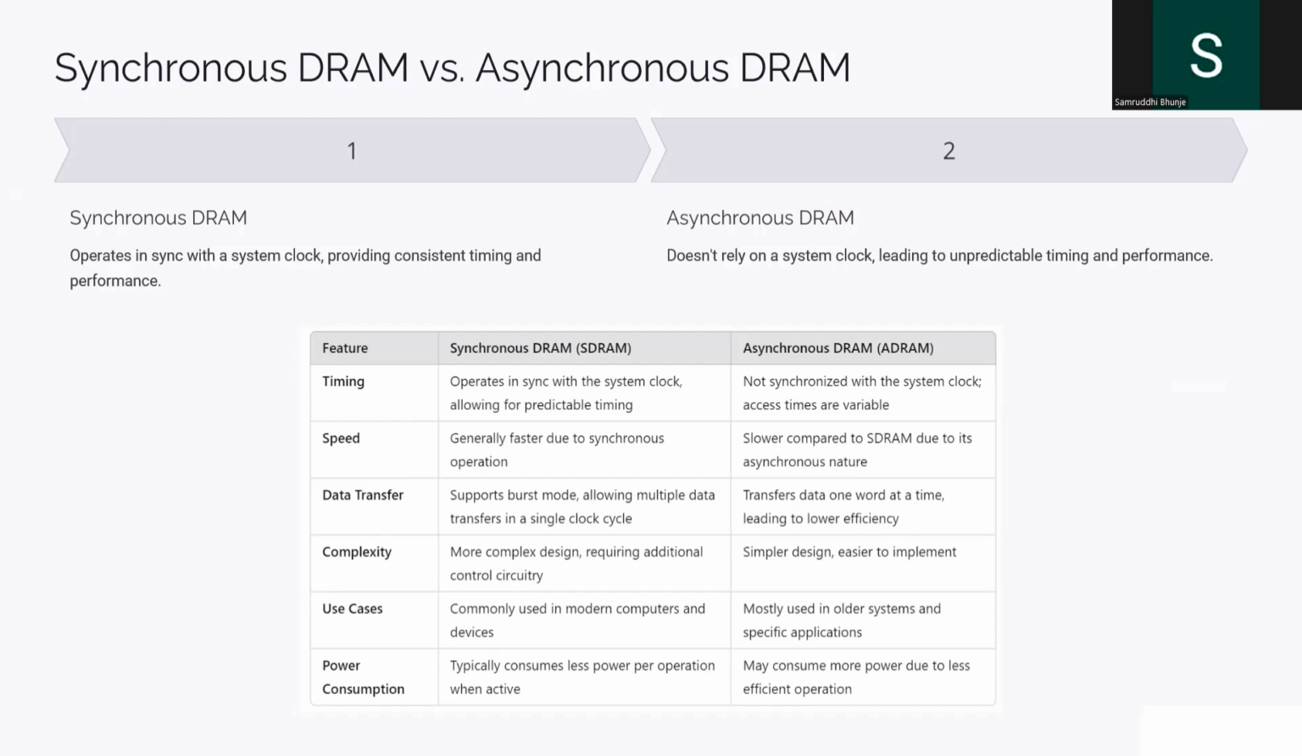Now, speed: synchronous DRAM is faster due to synchronous operation, and asynchronous DRAM is slower due to its asynchronous nature. Now data transfer: synchronous DRAM supports a burst mode allowing multiple data transfers, and asynchronous DRAM transfers one word at a time, leading to lower efficiency. Now synchronous DRAM has a complex design and asynchronous DRAM has a simpler design. Power consumption, if we see, synchronous DRAM consumes less power and asynchronous DRAM consumes more power.